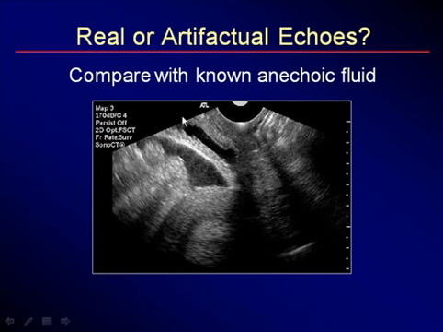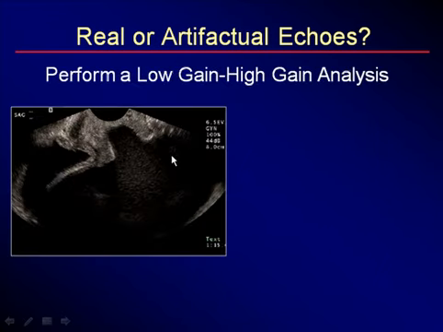Well, we compare with a known anechoic area. The bladder has clean urine, and this has echoes. Therefore, these are real, and this was hemoperitoneum. Whenever we have a fluid structure, we should do a gain analysis, a low gain, high gain analysis.